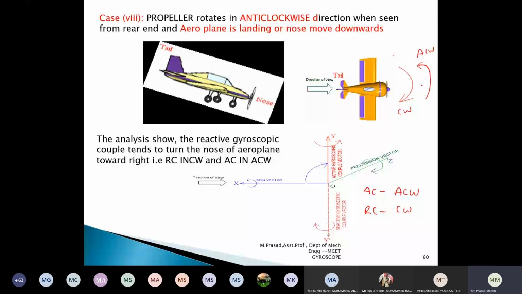Now answer, how is the aeroplane turning, towards the left side or right side? Right side. From this diagram, are you able to understand how it is moving, left turn and right turn, for all the cases? Please answer. Dear students, please respond.